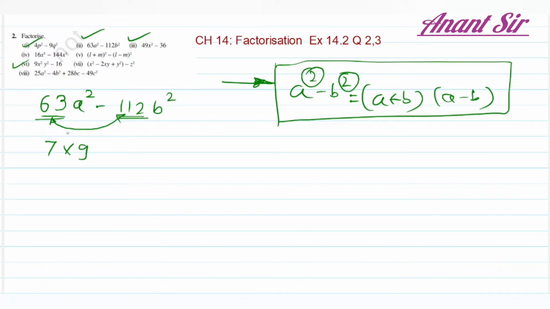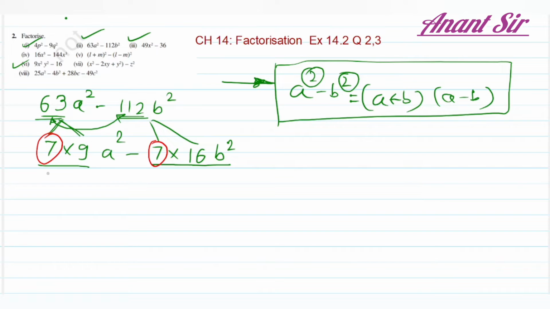So I am going to write 63 as 7 nines a square as it is, and 112 as 7 times 16 b square. So I can write 63 as 7 nines and 112 as 16 sevens. Now what can I take common from these two terms? You can see one thing that is common, which is 7. So if I take 7 common here, now what remains in the bracket?